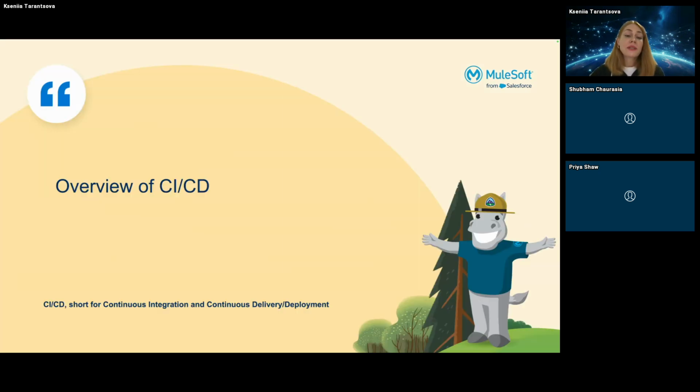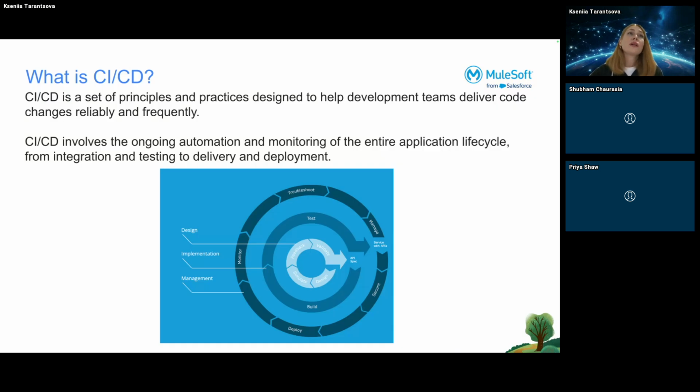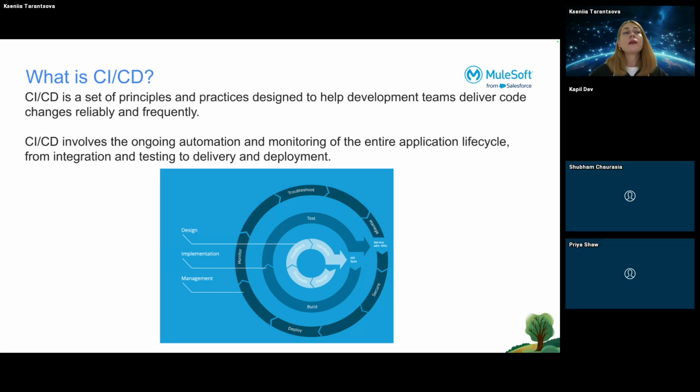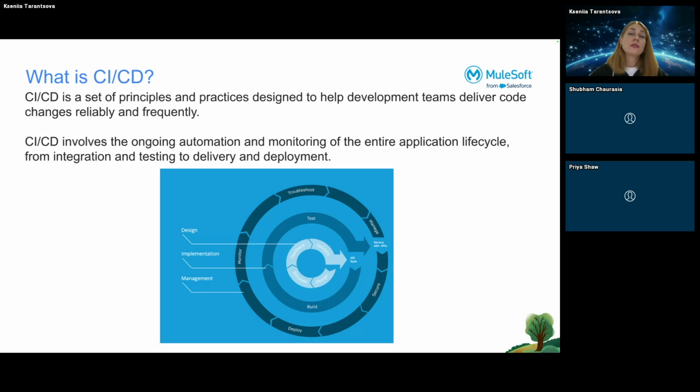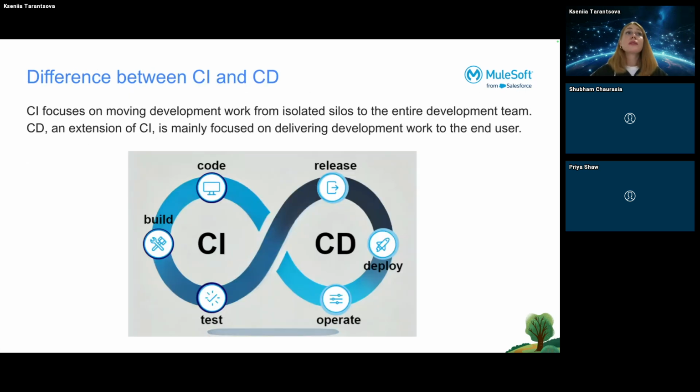So let's start with a quick overview of CI/CD. What is CI/CD? CI/CD is a set of principles and practices designed to help development teams deliver code changes reliably and frequently. It also involves the ongoing automation and monitoring of the entire application lifecycle, from integration and testing to delivery and deployment. And this is actually a huge part of MuleSoft's API lifecycle. Here it says that CI/CD is a set of practices, but actually there are two practices. First is CI, which stands for continuous integration, and another is CD, which stands for continuous delivery or continuous deployment. So what's the difference between CI and CD?